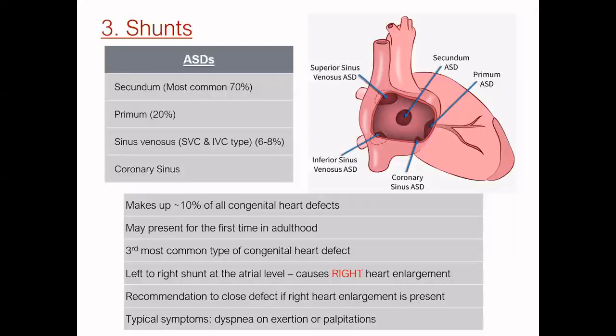ASDs make up approximately 10% of all congenital heart defects. They may present for the first time in adulthood. It's the 3rd most common type of congenital heart defect, and most importantly, they cause left to right shunt at the atrial level, and this causes right heart enlargement due to volume overload. So you can see here the different locations of different ASDs.